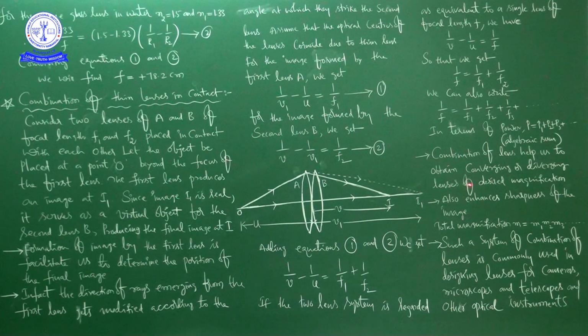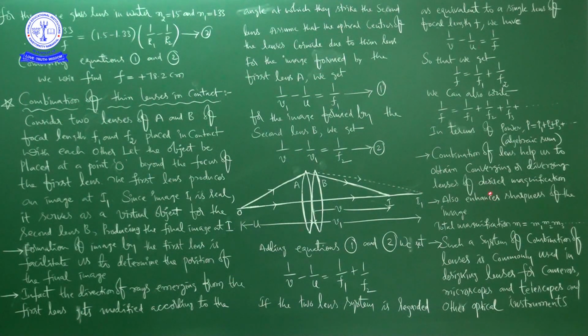combination of lenses helps us to obtain converging or diverging lenses of desired magnification. So while starting this topic, combination of thin lenses in contact, I told you this is the important application. And another advantage also has been given, that is, it enhances the sharpness of the image, right?